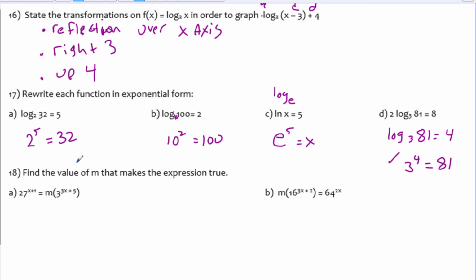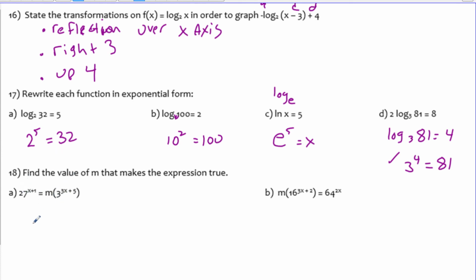It's saying find the value of m that makes the expression true. So we're looking at the left-hand side and the right-hand side. We're saying right now, this 27 to the x plus 1 is different than 3 to the 3x plus 5, and we need to create an m value so that the right-hand side and the left-hand side will be equal. Before we can do that, we need to be able to compare the left-hand side and the right-hand side. We can't do that right now because this has a 27 base, this has a 3 base.